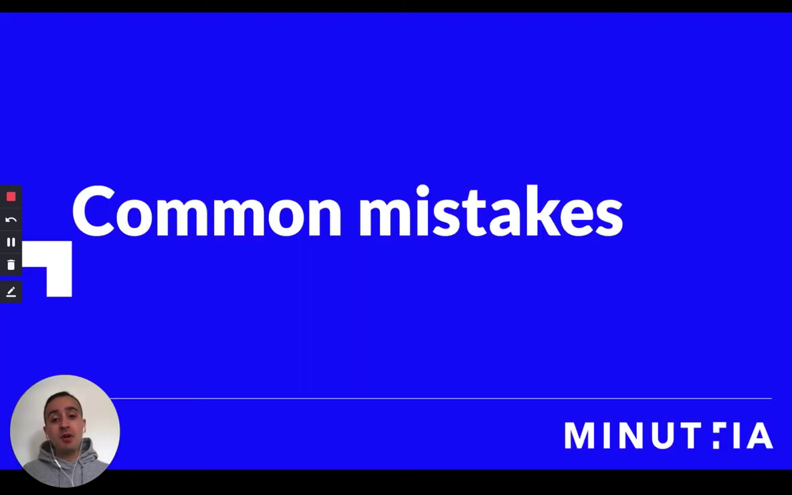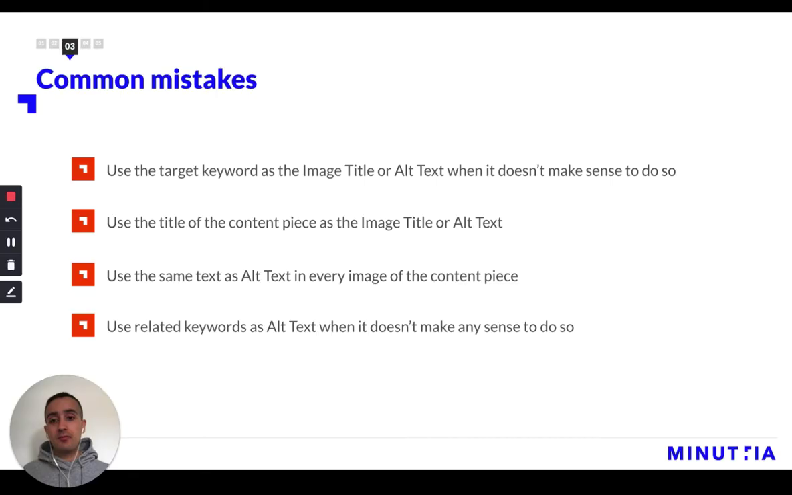Now, let's see some common mistakes when it comes to alt texts. The first mistake, and this is something that we see very often, by the way, is to use the target keyword as the image title or alt text when it doesn't make sense to do so. There is nothing wrong with using the target keyword for a page, the keyword that the page is optimized for, as the alt text of an image, but only if it makes sense to do so. If it doesn't make sense, then you should avoid doing it.